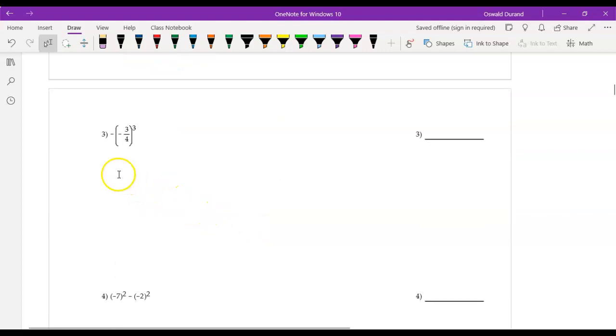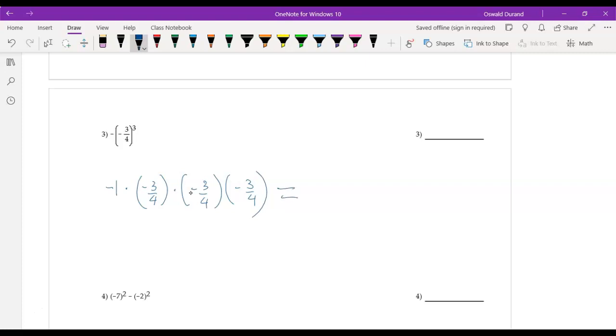All right, this is kind of the same concept, but since we're doing fractions, let's do this one. Again, you have the negative on the outside, you view it as negative 1 times, and then the negative 3 over 4 is raised to the power of 3, so I'm going to multiply that 3 times, so it's going to be negative 3 over 4, times negative 3 over 4, times negative 3 over 4. Okay? All right, so we have 4 negative numbers being multiplied.